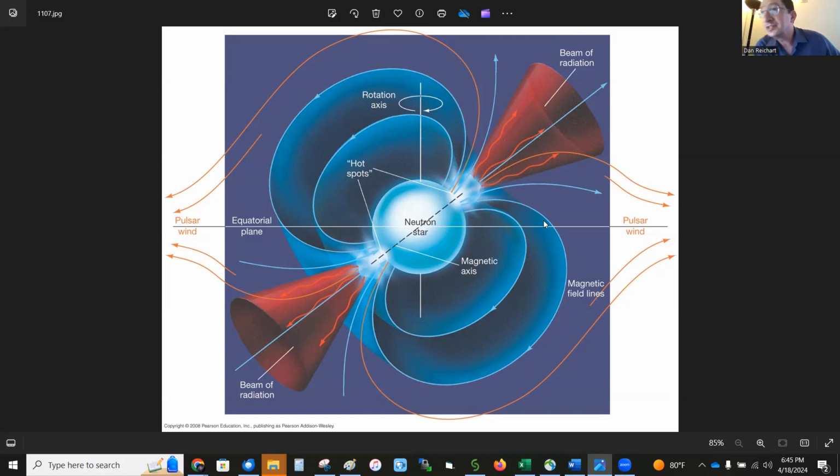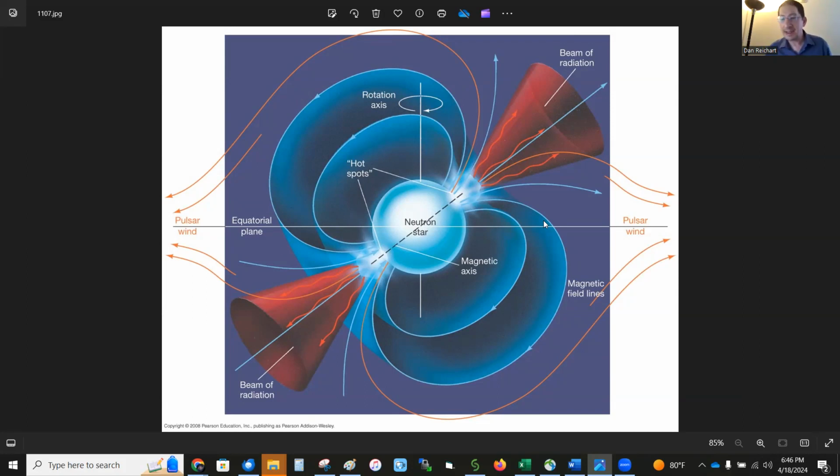Nothing can travel faster than the speed of light. So what happens is the magnetic field breaks, and these field lines are what we call open field lines, and they just kind of flail around as the neutron star spins. It's kind of like going in a swimming pool, spinning, but sticking your arms out. That's a source of friction. It will slow you down. You will lose energy.